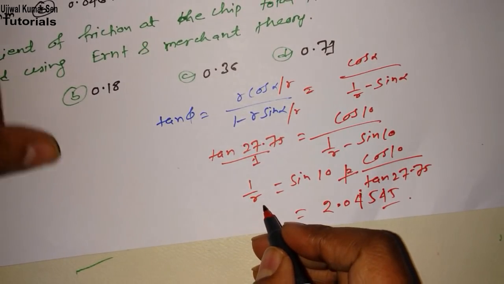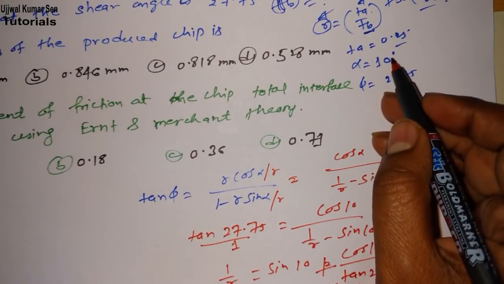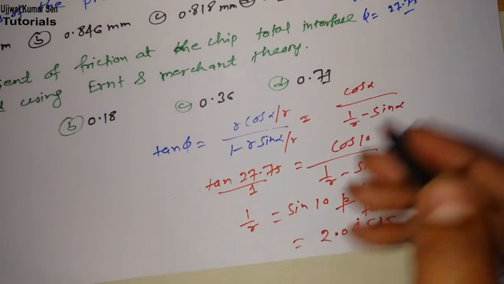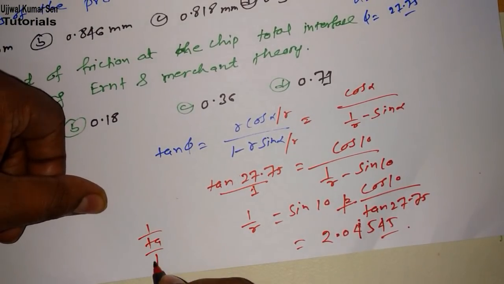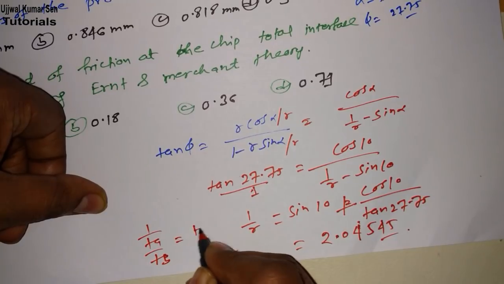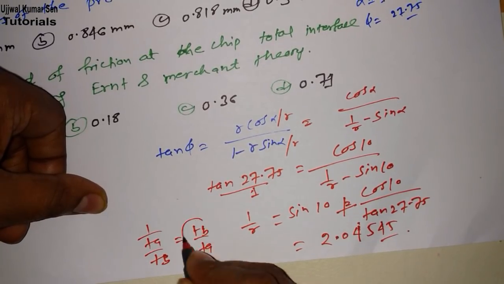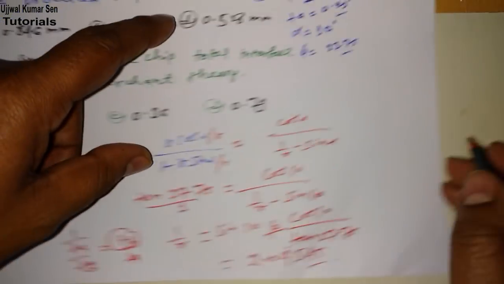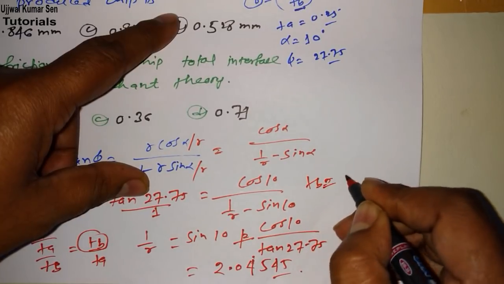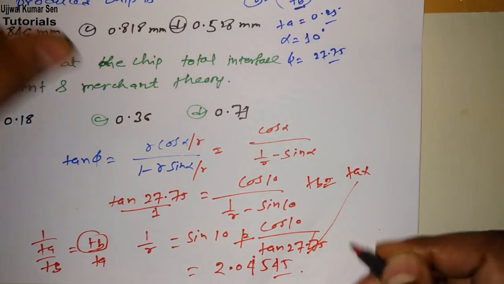Now 1 by R, what is R? TA by TV. What we have to find out? TV. So 1 by R is TA by TV. So after simplification what we got? TB by TA, and we have to find out TV. So what we got here? TB is equal to TA multiplied by this one.